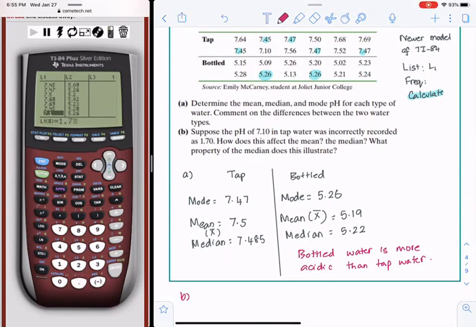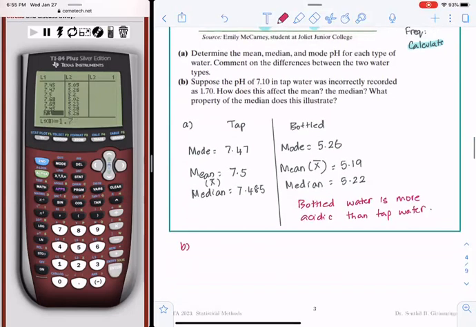Instead of recording the solution to be neutral, in other words, 7.1 pH, the student, Emily McCarney, put it as 1.7. It is extremely acidic. By all means, you can't drink water that has a pH of 1.7. But if someone made a mistake, what would happen to the statistic?